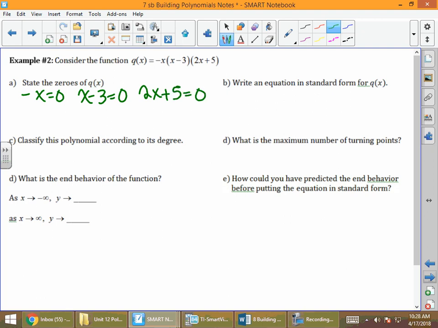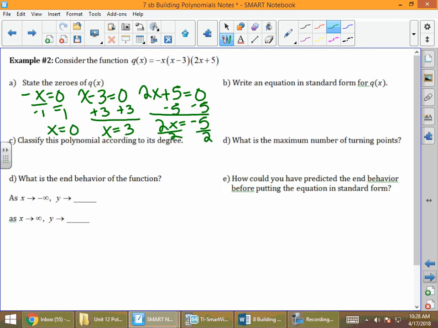So when we solve this, we can divide both sides by -1. We get x equals 0. We can add 3 to both sides. We get x equals 3. We can subtract 5 from both sides. We get 2x equals -5. And divide both sides by 2. So x equals -5/2. Those are our zeros, our roots of the function.